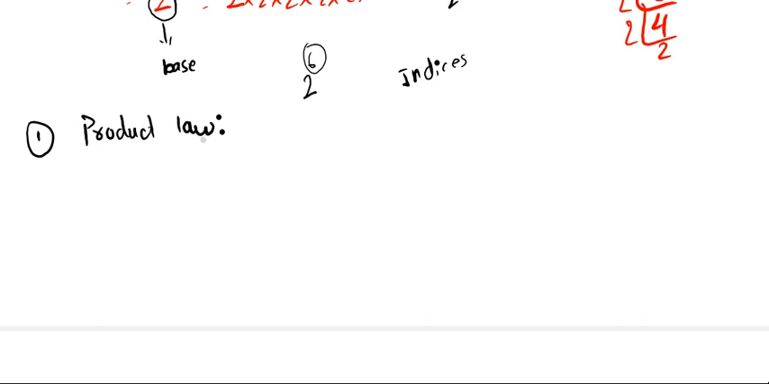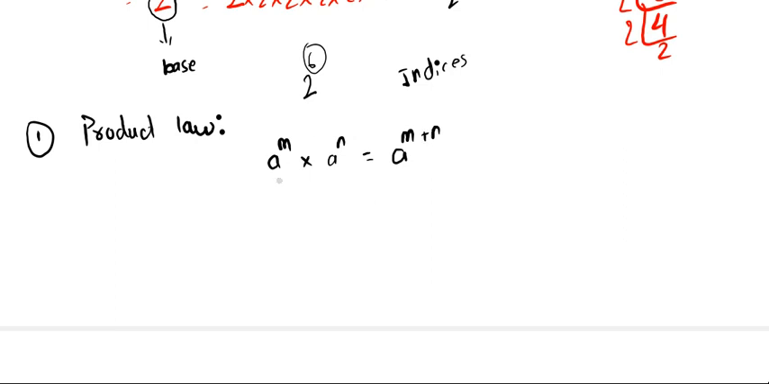In this product law, what I will do is take any two algebraic terms. Suppose I took a power m as one algebraic term, and another algebraic term as a power n. When I put a multiplication sign, or a product sign, in between, the result that I can write over here is a power m plus n.